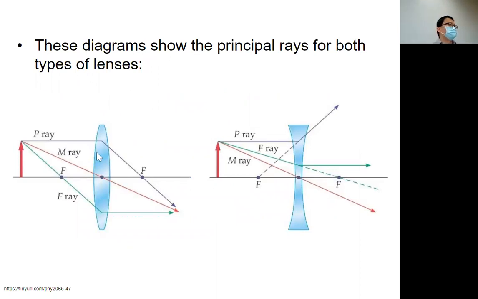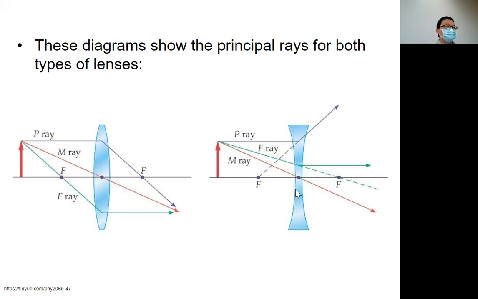For a convex lens, if you have an object somewhere here, you can use those three rays to locate its image. The P ray hits the lens and is converged through the focal point. The midpoint ray just goes straight through. The focal ray goes through the focal point and is then refracted parallel to the central axis. So you can find its image somewhere here. Actually, you just need two of those three rays to determine the image, so you can use any two of those three.